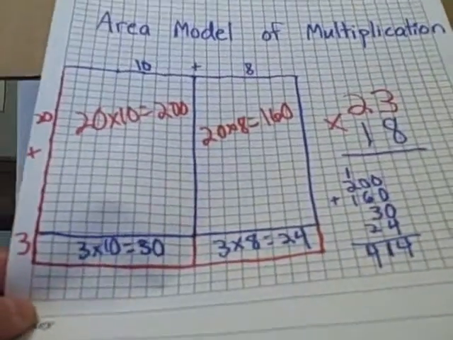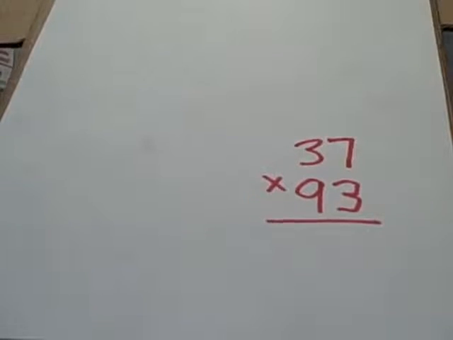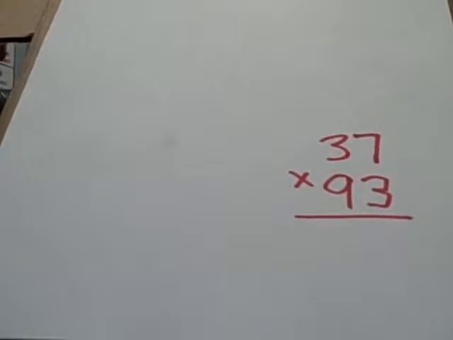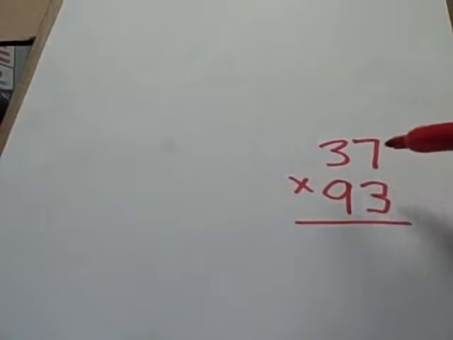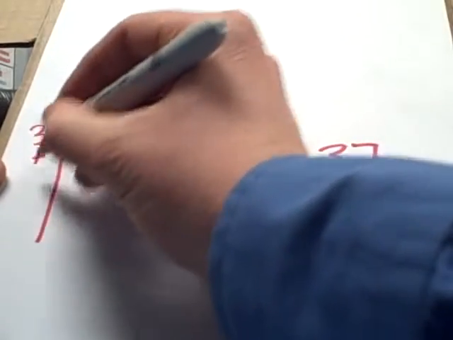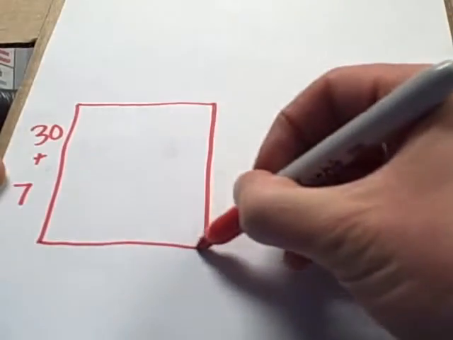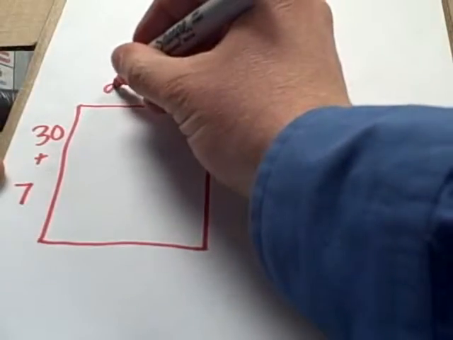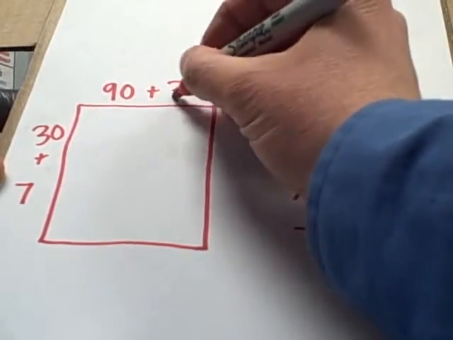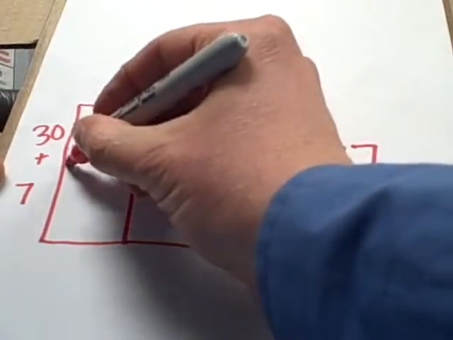When you have a grid, it's really nice to be able to see the picture. Now that we're doing the area model multiplication on a regular, just blank white piece of paper, we can use much greater numbers. So I've got 37 times 93. I'm going to draw my model here. First I'll do 30 plus 7. And then I'll change 93 to 90 plus 3.